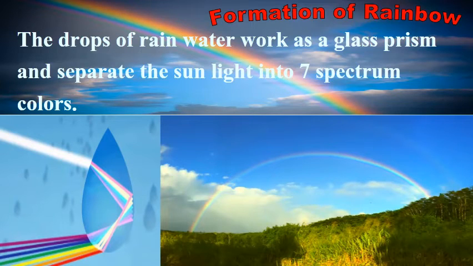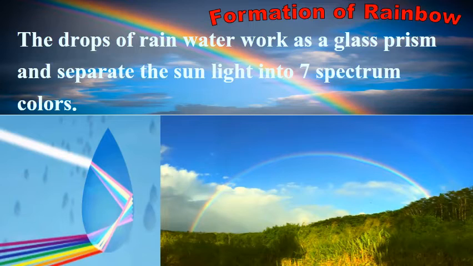The last part in this lesson is talking about the formation of rainbow. You know what's meant by rainbow? Have you ever seen rainbow before? Okay. After and during raining, the drops of water work as a glass prism and separate the sunlight, which is white light in this case, into 7 spectrum colors. So you can see it like these pictures in front of you.